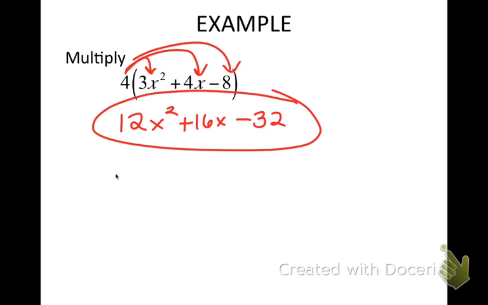Combine 12x squared and plus 16x? Nope, because that has an exponent of 1, so they're not like terms. You only combine them if they are like terms. So if they both had an exponent of 2, then you would combine them together. What if the 4 had x next to it? If the 4 had an x next to it, good question. So then it would become 12x to the third, 16x squared, negative 32x.